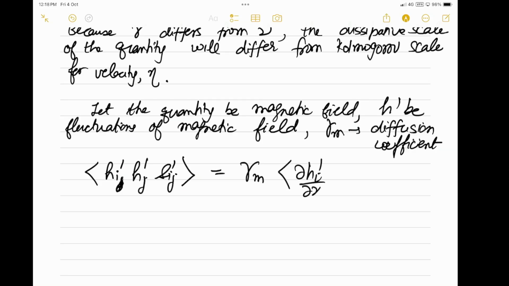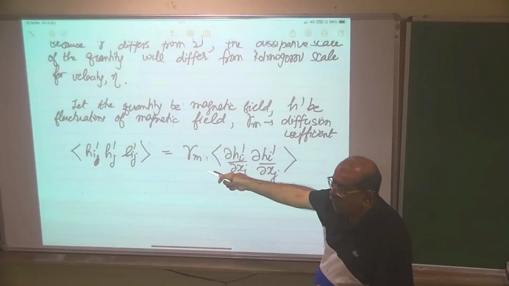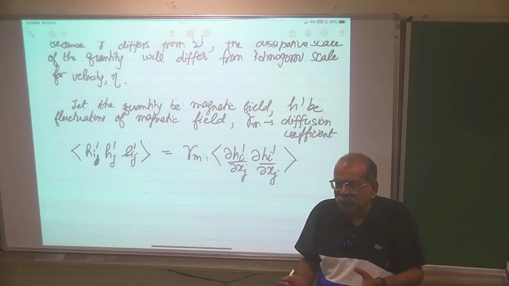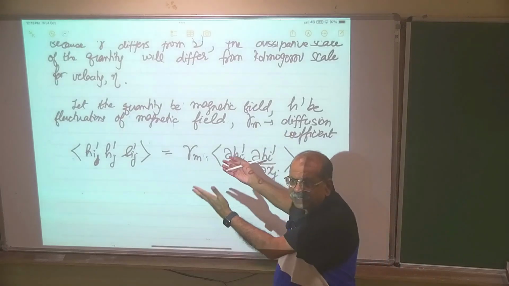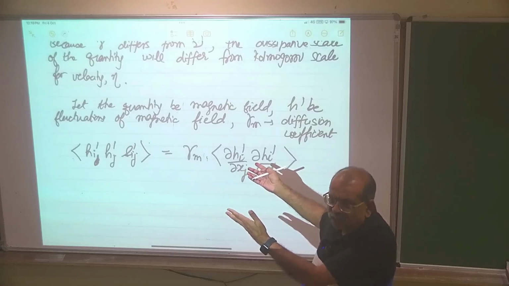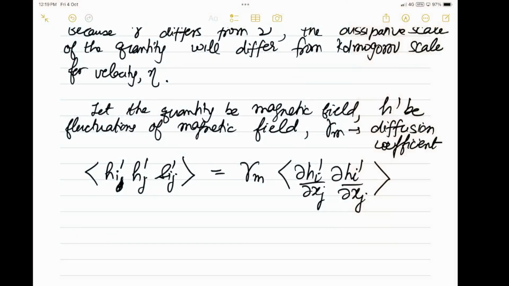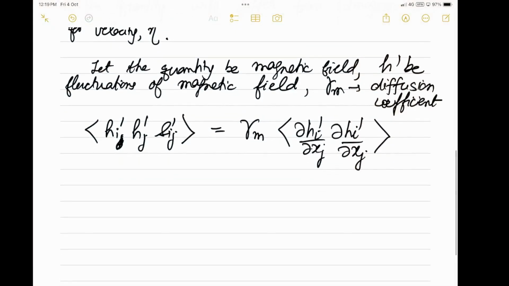partial hi prime. So this is the equation we will get for the magnetic field, assuming we are doing a same order of magnitude analysis and the two dominating terms will be of the same order. So this is the sort of physical field which we get for the magnetic field.